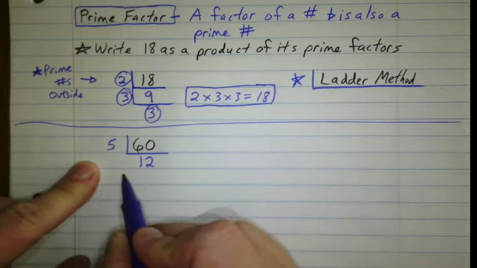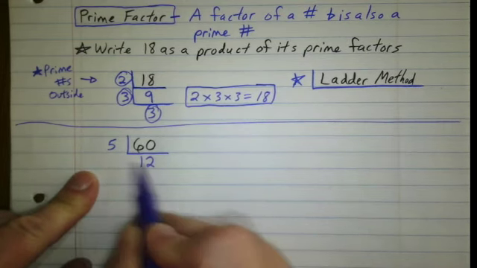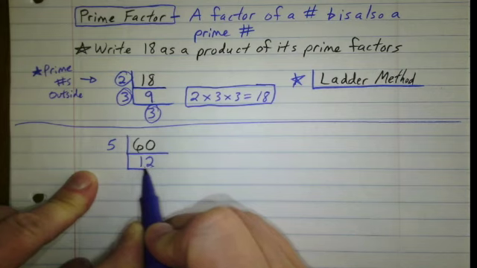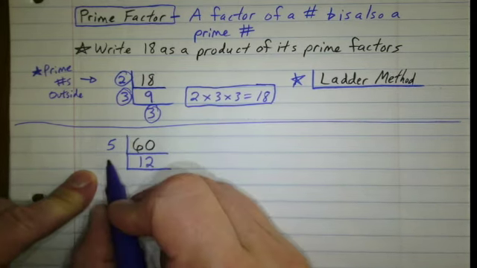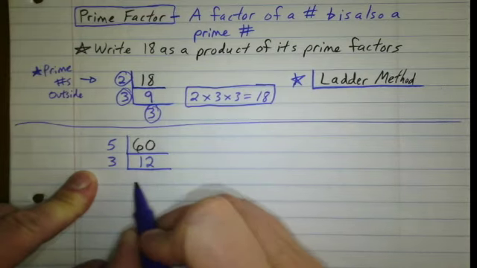Do I need to make another rung on the ladder? Is there another prime factor that goes into 12? Yes. Let's make another rung. You could do 2 or you could do 3. So let's go 3 this time. 12 divided by 3 is 4.